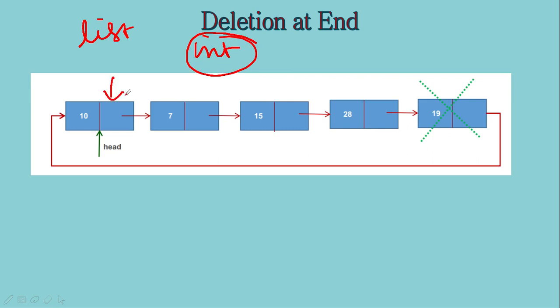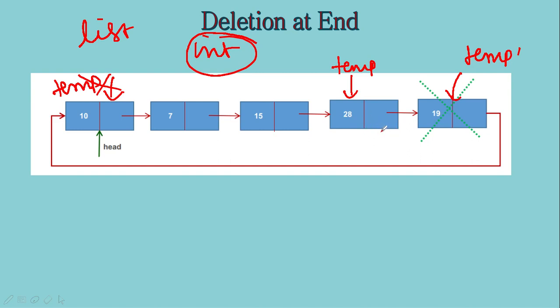So if we want to do this, what should I do? I should have a temporary pointer and initialize it to point to the first node, and I have to move my temporary pointer to the last but one node. So my temporary pointer should be here, and let me have another temporary pointer, call it temp1, which should point to the last node. And then what should I do? When this node is removed, logically this node pointed by temp will become the last node.